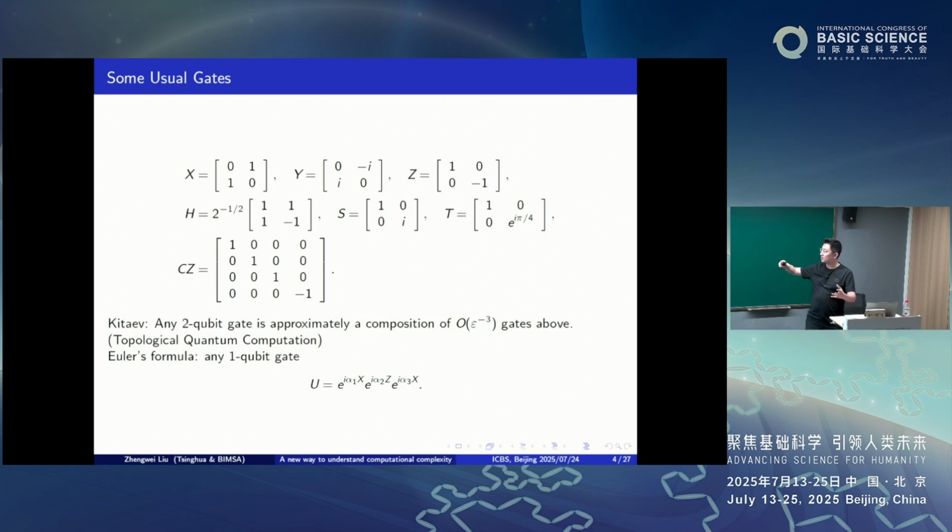You can take a polynomial number of gates: with error rate epsilon, the number of gates is O of epsilon to the minus 3. So you can have an arbitrarily small error rate epsilon, and then you can approximate this gate using this generating set. And the number of gates is polynomial.